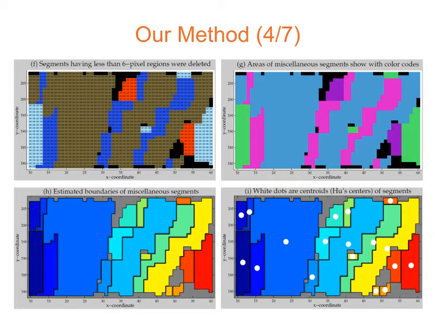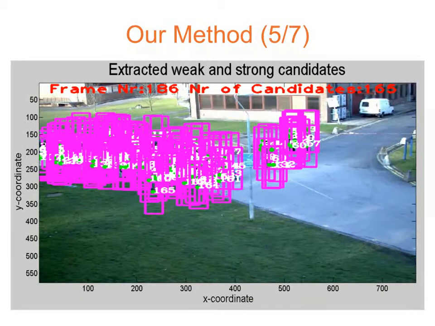The areas of miscellaneous segments have been represented by color codes in figure G, and their estimated boundaries have been displayed in figure H. The white dots in figure I indicate centroids, or the centers of segments. A total of 165 weak and strong candidate regions can be extracted from the frame number 186.